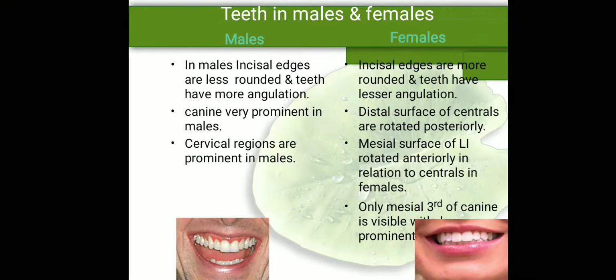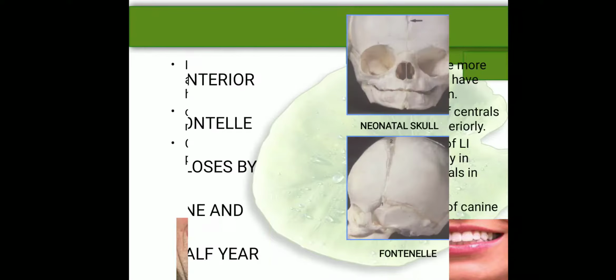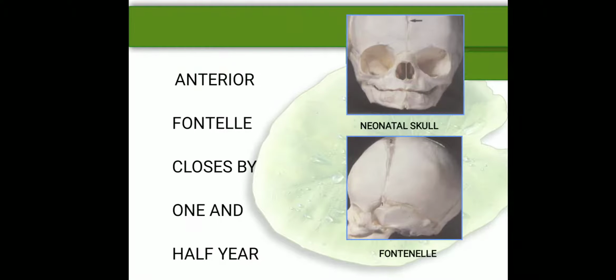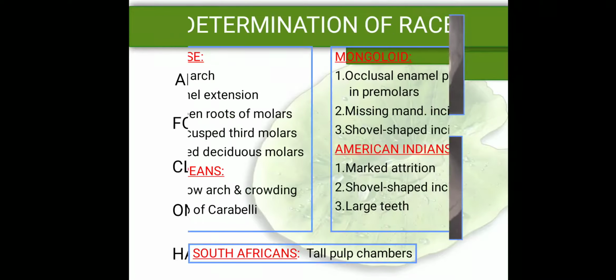If we look in detail at the male and the female, the incisal edges are less rounded in males, whereas the incisal edges are more rounded in females. Canines are very much prominent in males. Distal surface of centrals are rotated posteriorly in females. Cervical regions are prominent in males. In the mesial surface of lateral incisors is rotated, so only the mesial third of the canine is visible in the smile line. Now, the anterior fontanelle in kids closes by 1.5 years. So, the neonatal skull is like that.